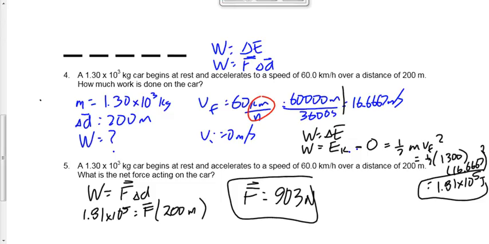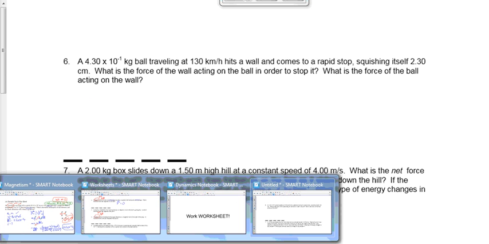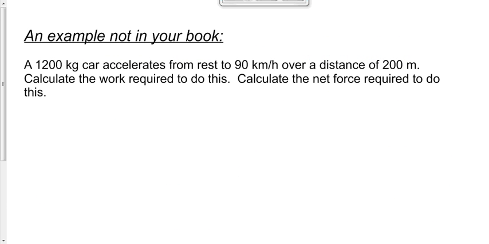Since we had a little bit of trouble with that question, let's take a look at one more question here. As a 1,200 kilogram car accelerates from rest to 90 kilometers per hour over a distance of 200 meters, what's the work required to do this, and what's the net force required to do this? I'll give you guys a few minutes to work on that one at your desks, and then we'll take a look at it as a group once you've had a chance to do that.